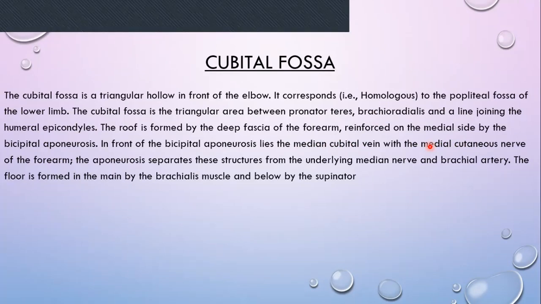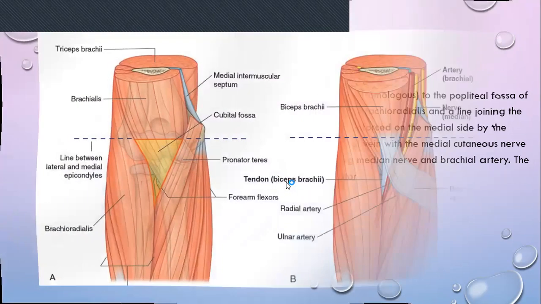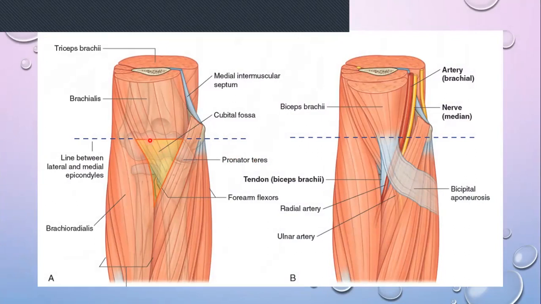Okay. Now, the floor is formed by two muscles, superiorly by brachialis muscle, inferiorly by supinator muscle, but brachialis forms most of the floor. Now, here we are. You can see it is a triangular hollow. This is the base, formed by an imaginary horizontal line connecting the humeral epicondyles.